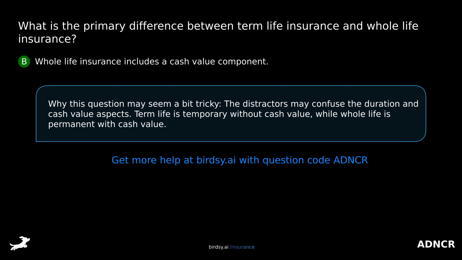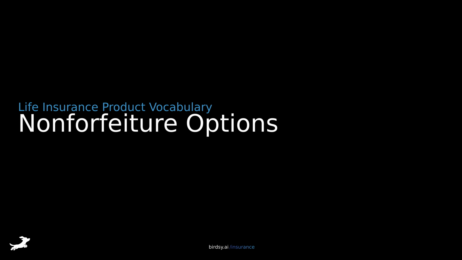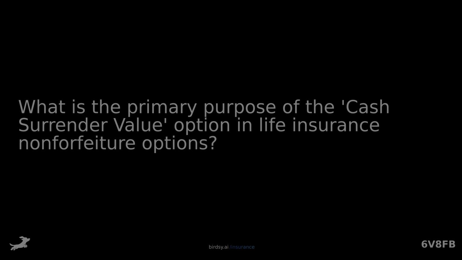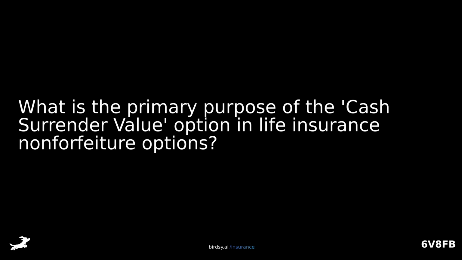Why this question may seem a bit tricky, the distractors may confuse the duration and cash value aspects. Term life is temporary without cash value, while whole life is permanent with cash value. Non-forfeiture options. What is the primary purpose of the cash surrender value option in life insurance non-forfeiture options?